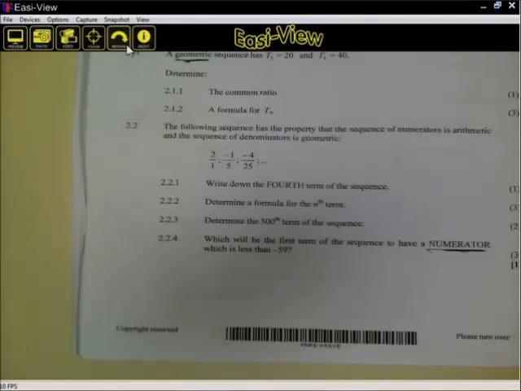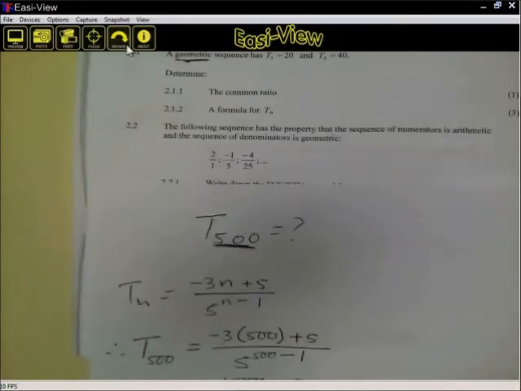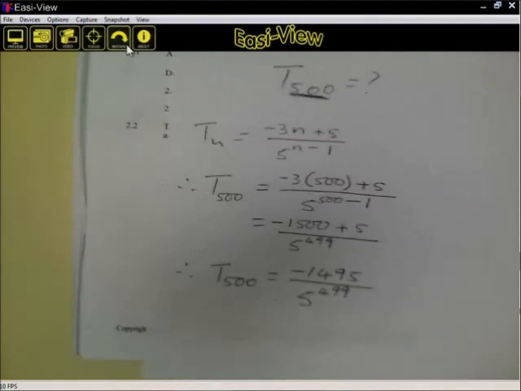Now, with sequences and series, what is important is for us to try and read the given statements to our understanding. They say here, which will be the first term of the sequence to have a numerator which is less than negative 59. It's like asking a group of learners a question, to say, which learner will be older than Thabo in terms of age.